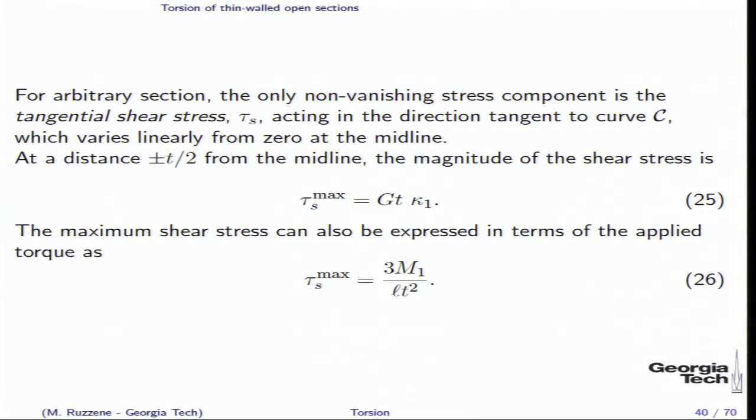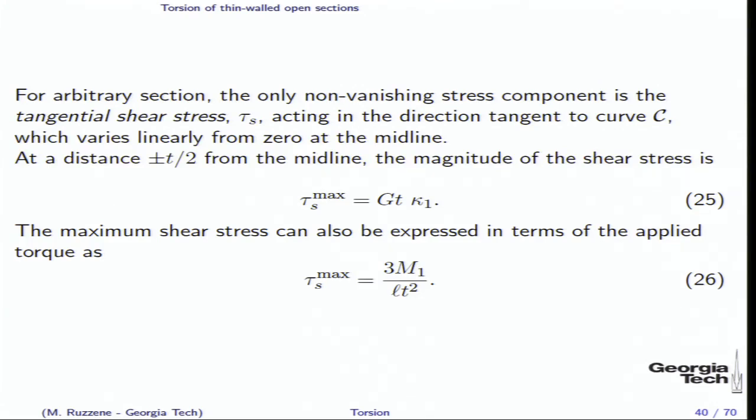Okay, now for an arbitrary cross section, the only non-vanishing stress component is the tangential shear stress acting in the direction tangent to the curve C. So tangent to the curve, the shear stress variation is going to be minimal. That's what we have assumed so far in our thin wall discussion.